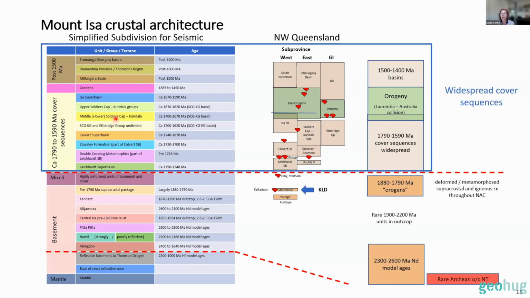Now, these cover sequences are widespread, but we haven't done a detailed interpretation of them. But you can't interpret the basement without understanding how deep your overlying basin is. So this helped us constrain it, but it's very much a first-pass interpretation of the cover sequences, with more focus on the older basement.